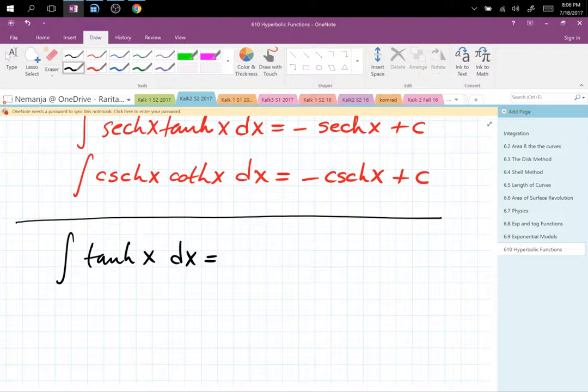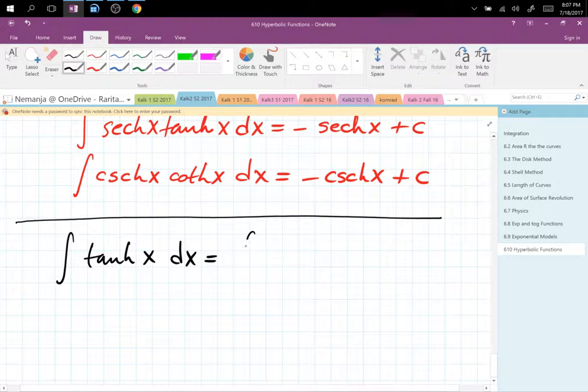ln cosine hyperbolic x. Okay. I like that one much better. Still incomplete. Plus c. Cotangent hyperbolic x plus c, because when you take the derivative, you flip them over. Okay, well let's see. I haven't solved it, so I have to do this.